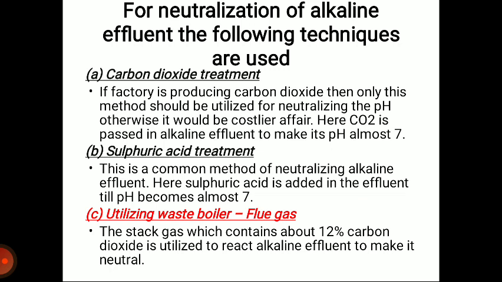Here CO2 is passed into alkaline effluent to make its pH almost 7. Sulfuric acid treatment. This is a common method of neutralizing alkaline effluent. Here sulfuric acid is added to the effluent till the pH becomes almost 7. Utilizing waste boiler flue gas. The stack gas, which contains about 12% carbon dioxide, is utilized to react with alkaline effluent to make it neutral.